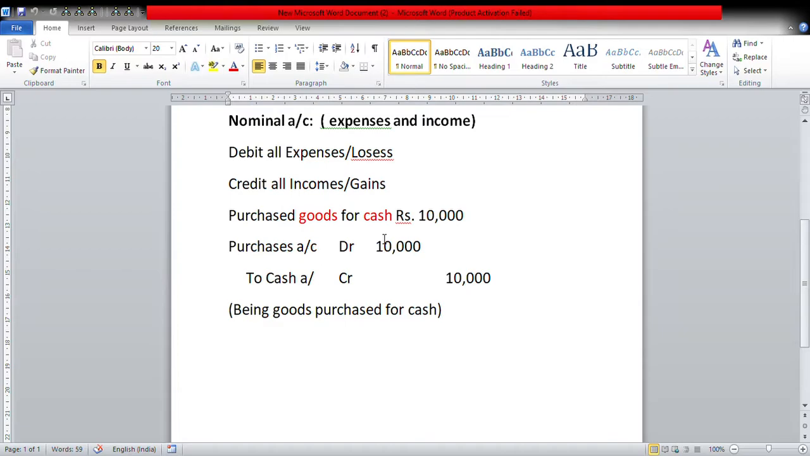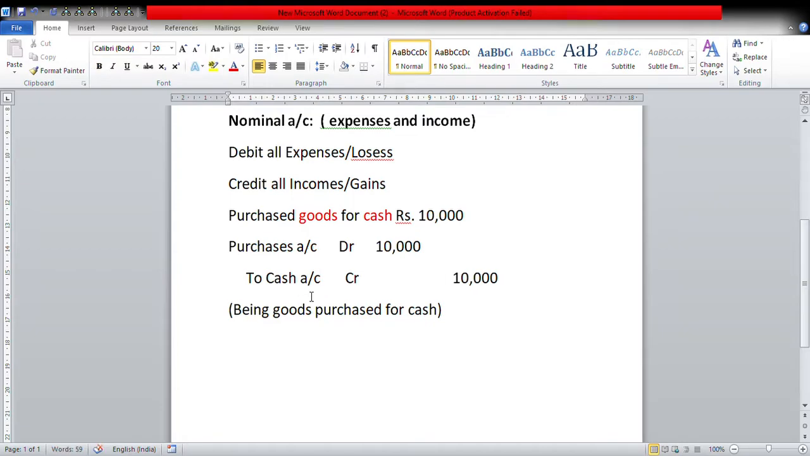To make it easier to understand, whenever we buy the goods, we call it purchases, and whenever we sell the goods, we call it sales. So for purchases, the purchases account has to be debited because the goods are coming into the business, and because it's a cash transaction, immediately the cash is also going out of the business. So as per the credit aspect of the real account, that is, credit what is going out, cash has to be credited.